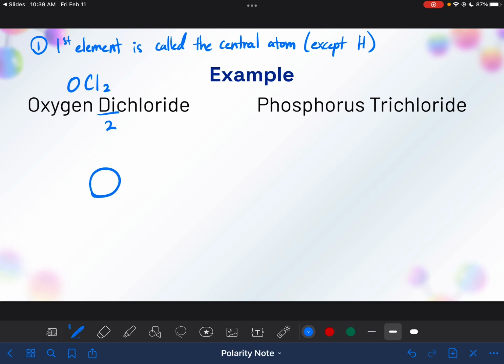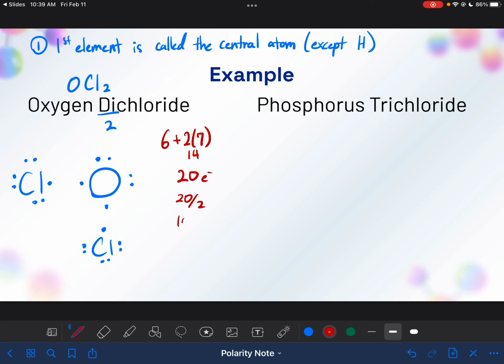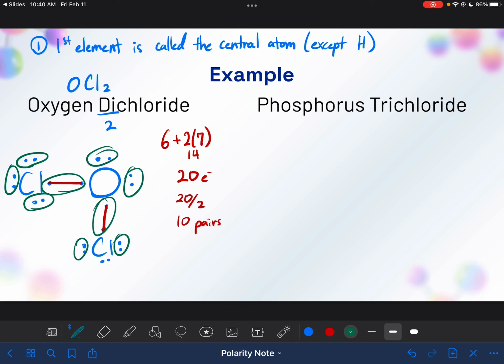Okay? So let's see. Oxygen has 6 valence electrons. Chlorine has 7. So if we do the calculation just in case, oxygen has 6 valence electrons. We have 2 times the number of valence electrons for chlorine, so 2 times 7 is 14. That should give you 20 total electrons. But that means we will have 10 pairs. So let's make sure that the unpaired electrons are connected and count out how many pairs we have. 1, 2, 3, 4, 5, 6, 7, 8, 9, 10. And there you go. So we have 10 pairs, perfect picture.